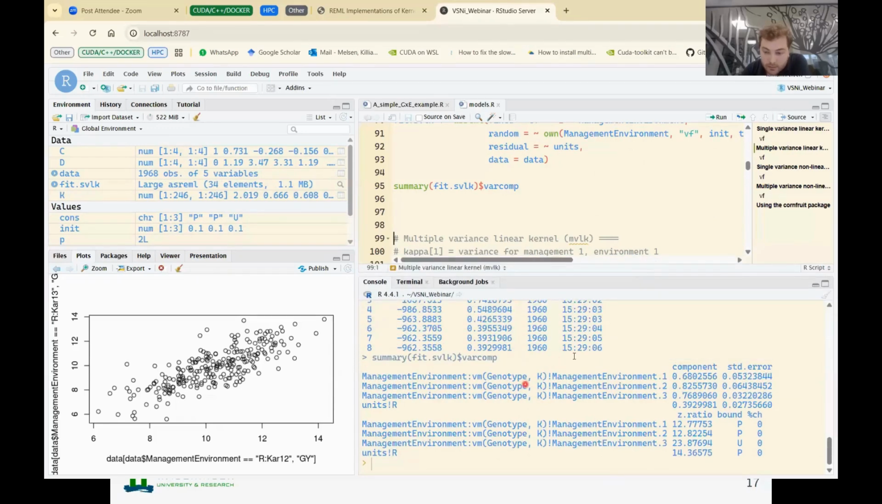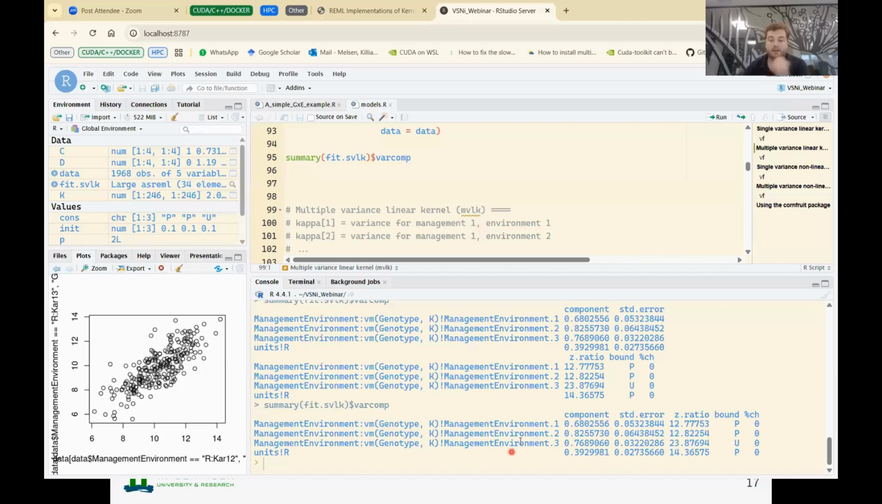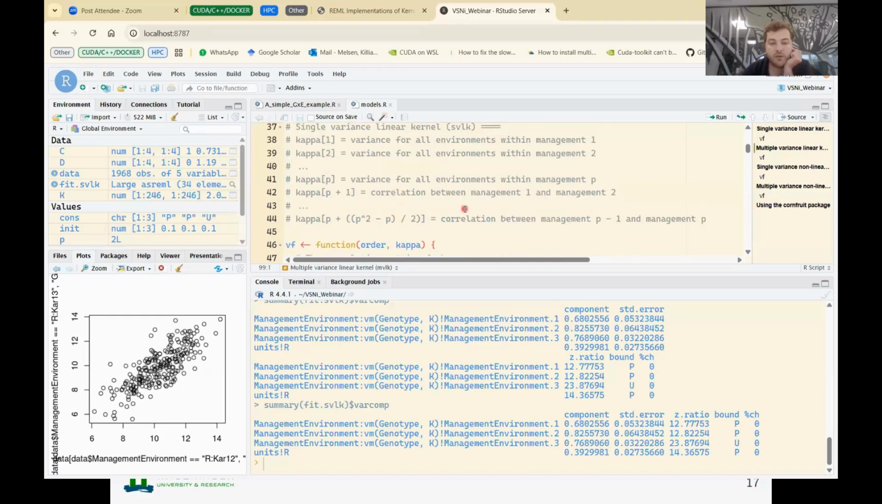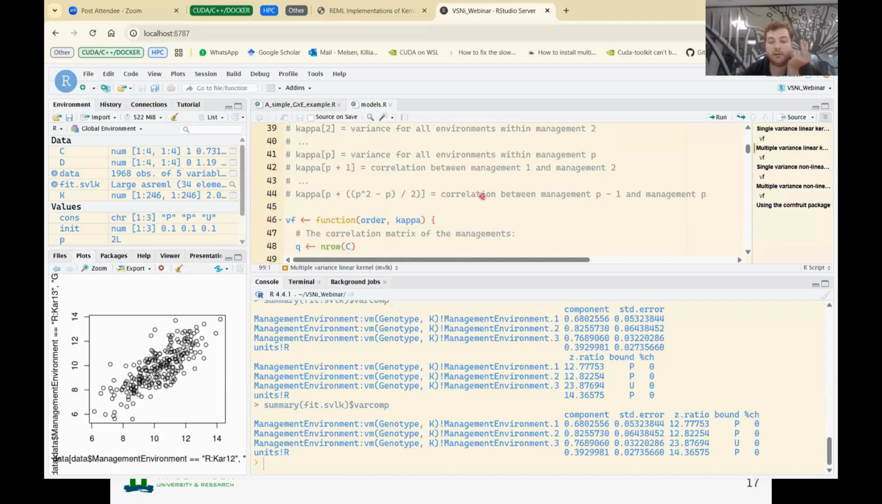And oh wait, my screen is a bit too narrow. There we go. So note that you don't get any kind of description here. So if you want to know which variance component is which parameter, then you do need to think back about how you specified it. So what I did here is the variances come first. We only have 2 managements, so we're going to have variance for management 1, variance for management 2, and then at the end we get the correlation between the 2 managements.